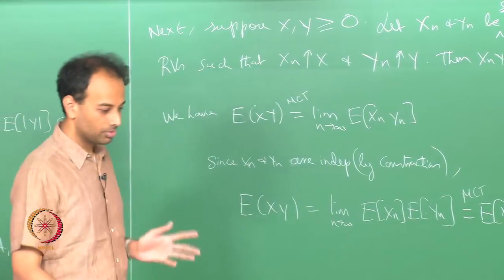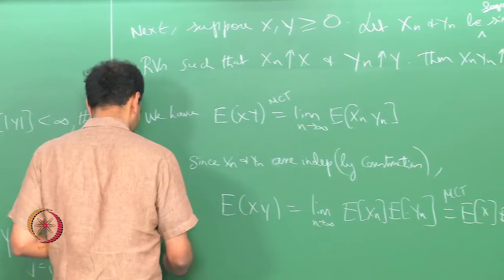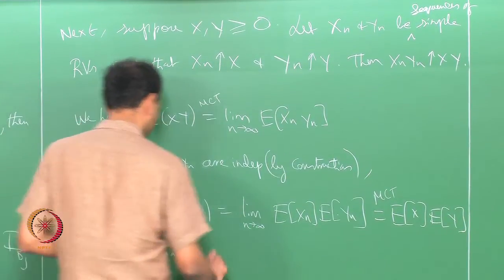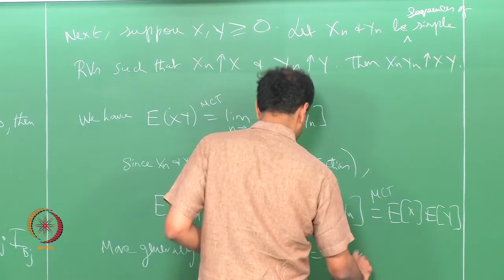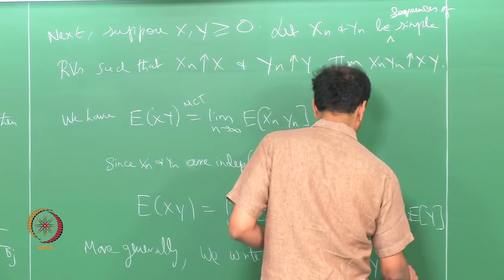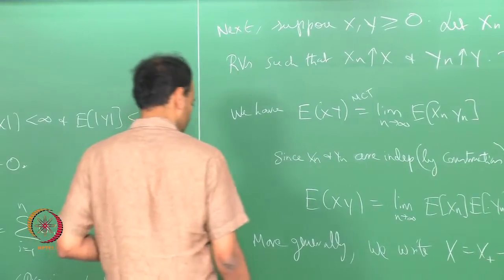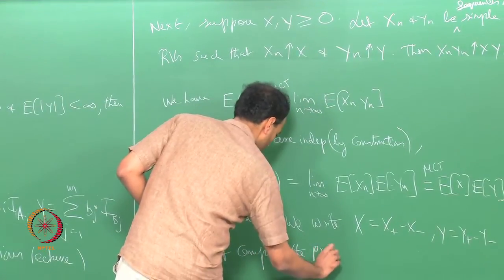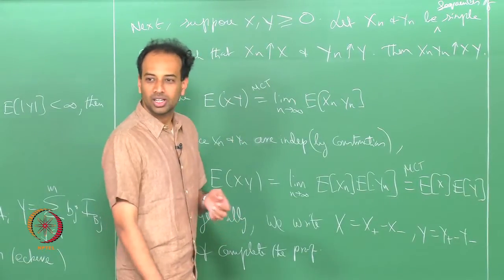If I have to deal with random variables that are possibly negative, then I have to use x plus and x minus. More generally, we write x is equal to x plus minus x minus, y is equal to y plus minus y minus, and complete the proof. This is there in your lecture notes, so I am not writing that down. You explicitly write x as x plus minus x minus, y as y plus minus y minus, expand the whole thing out, and then you can prove that.